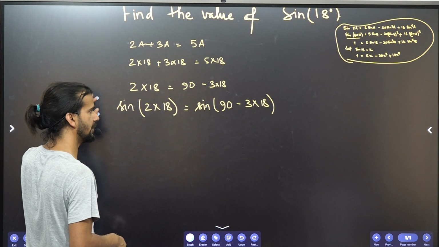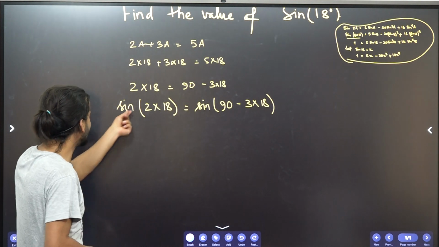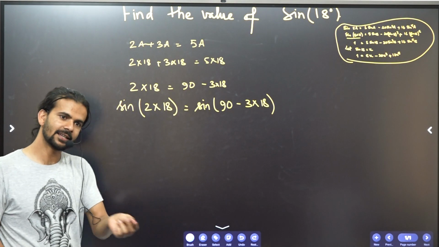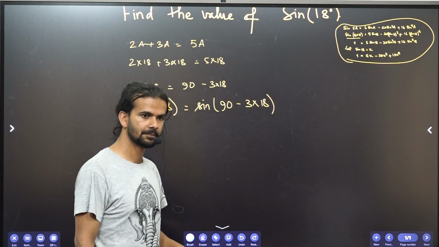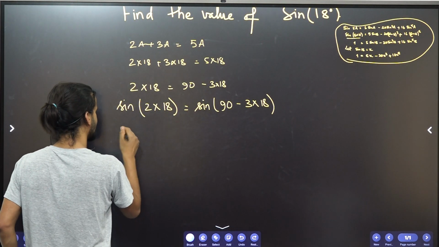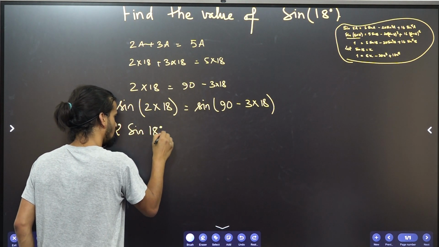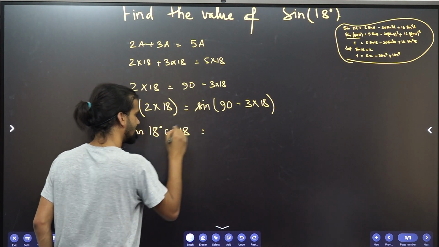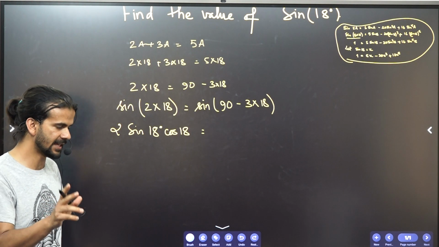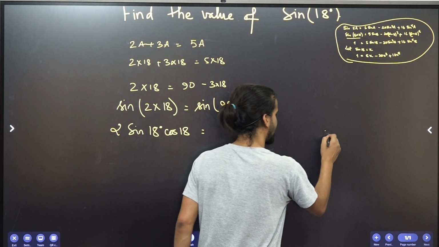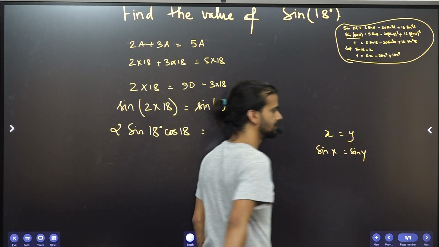No, but we can simplify. We are not going to multiply. We'll use sine 2a, 2 sine a cos a. And similarly here also we'll do something with 3a. Sine 2a is 2 sine a cos a, right? Can I do that? I can do that, right? For example, if you have x equals y, sine x equals sine y is always true.